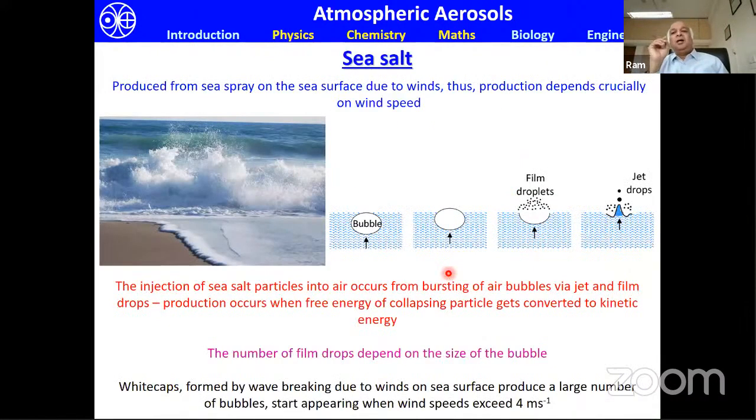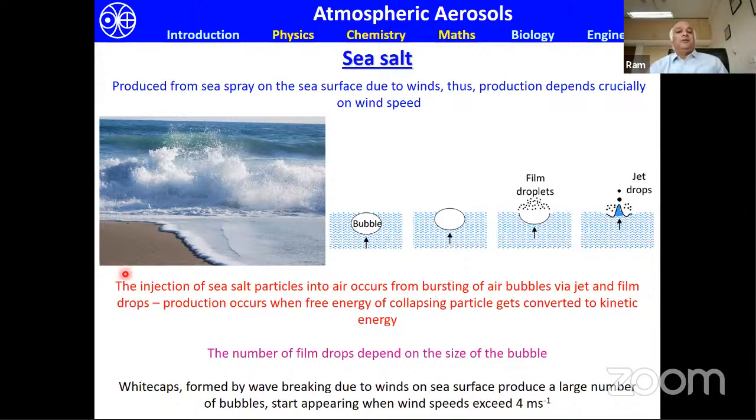So starting from sea salt, I'm sure I don't need to tell my friends in Trivandrum: have you seen sea salt or sea spray? Well, they will kind of look at me. So the sea salt is produced from sea spray on the sea surface due to winds. Thus, the production of these particles depends on the wind speed.